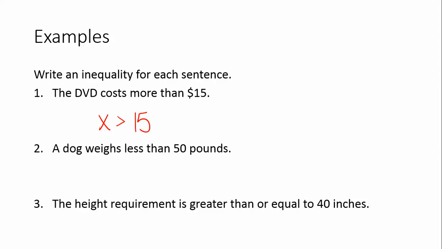We have a dog weighs less than 50 pounds. So the dog's weight, less than is the less than symbol, and 50 pounds. So the dog can weigh anything less than 50 pounds. The height requirement is greater than or equal to 40 inches. So the height requirement is going to be our variable, and when we see greater than or equal to, it's this symbol, and then 40 inches. So this could be talking about maybe an amusement park ride where you have to be taller than 40 inches to ride the ride.